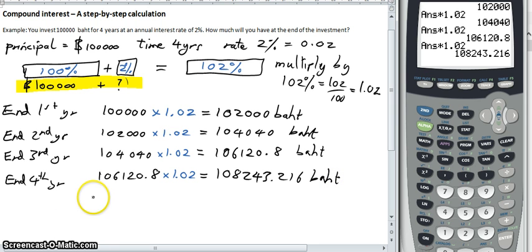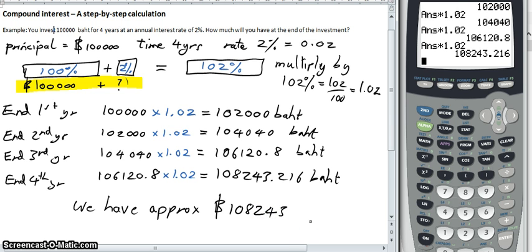Okay, which means we have, well, let's have a look. 216 baht, 0.216, that's 21 satang, approximately. Let's have a look how much we've got. We've got 108,243 baht. You could say 22 satang, but let's just leave it like that for now. Okay, done.